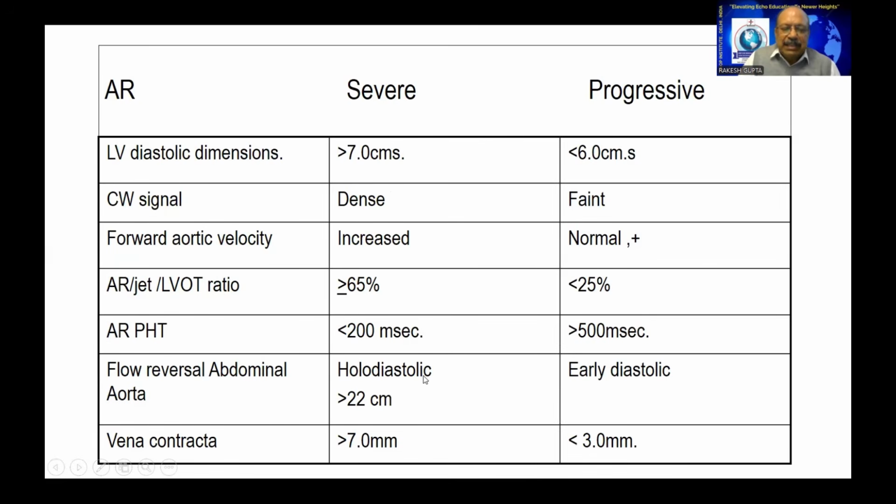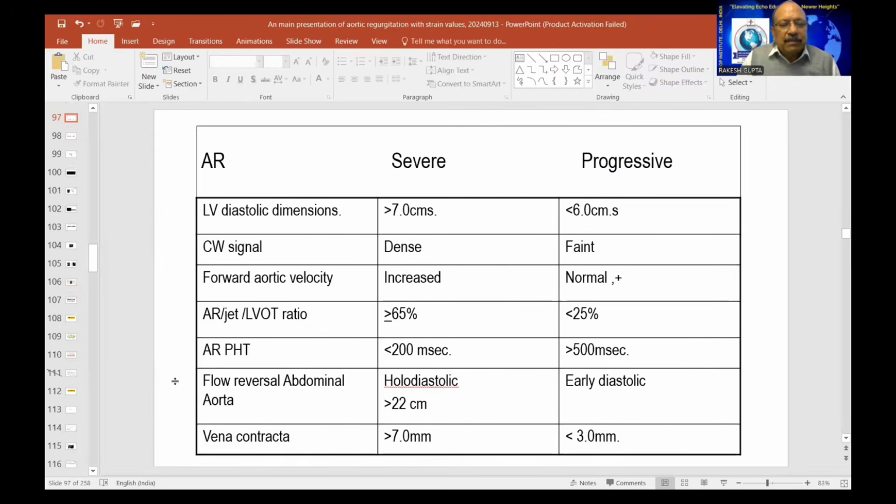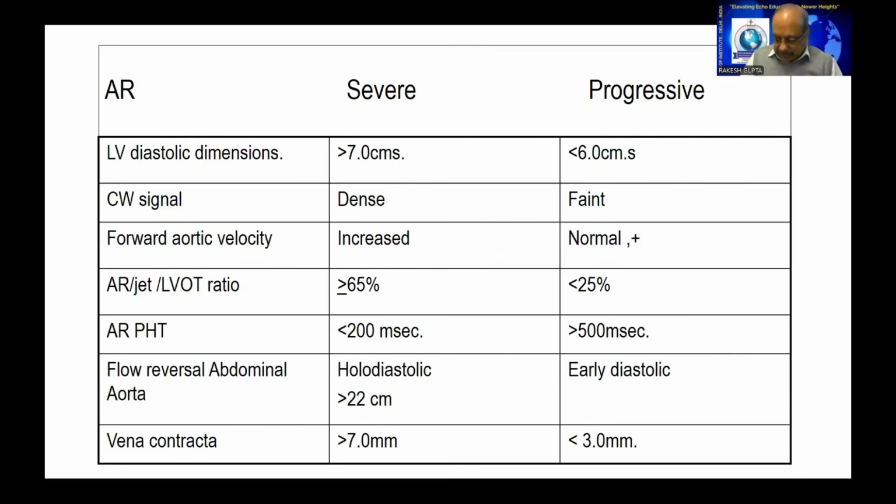Flow reversal in the descending aorta, and the continuity equation to use: more than 60 ml of regurgitant flow. And that's how we calculate aortic regurgitation.